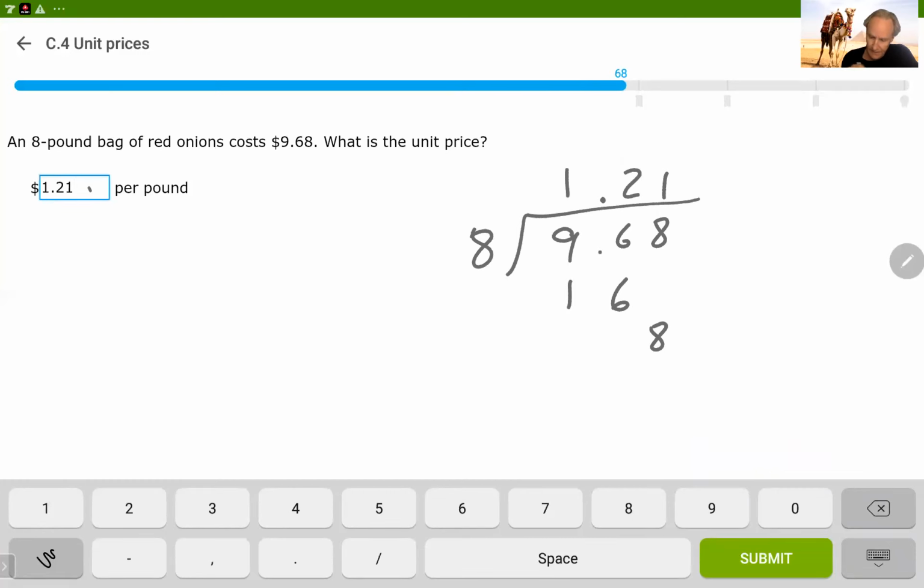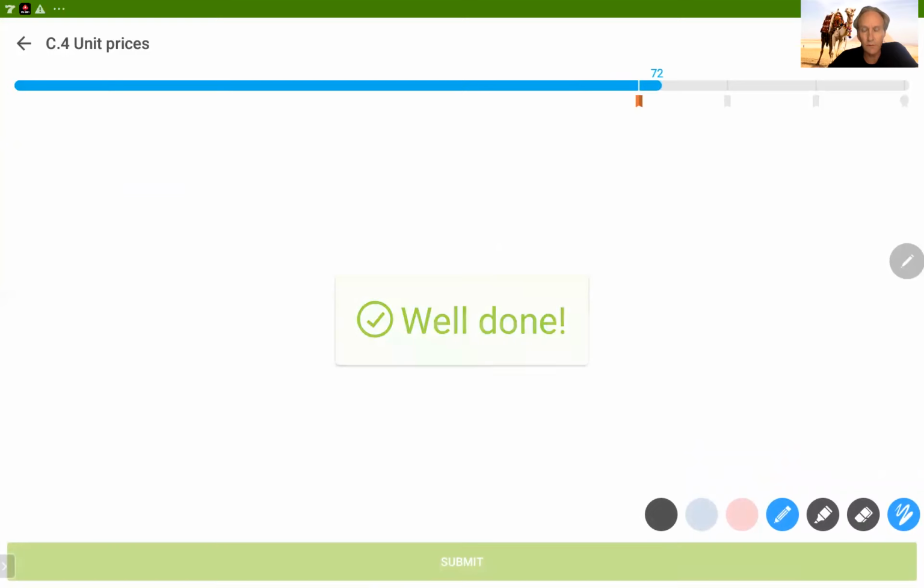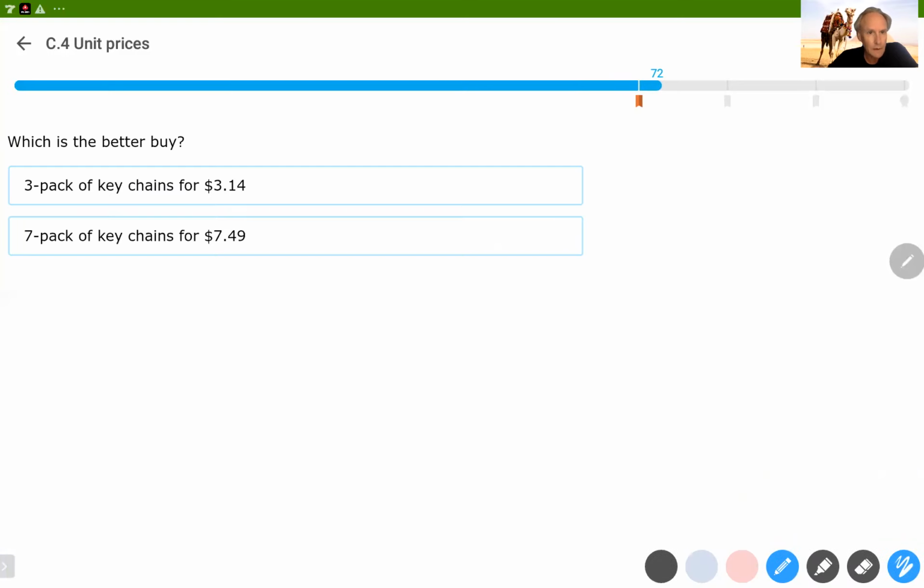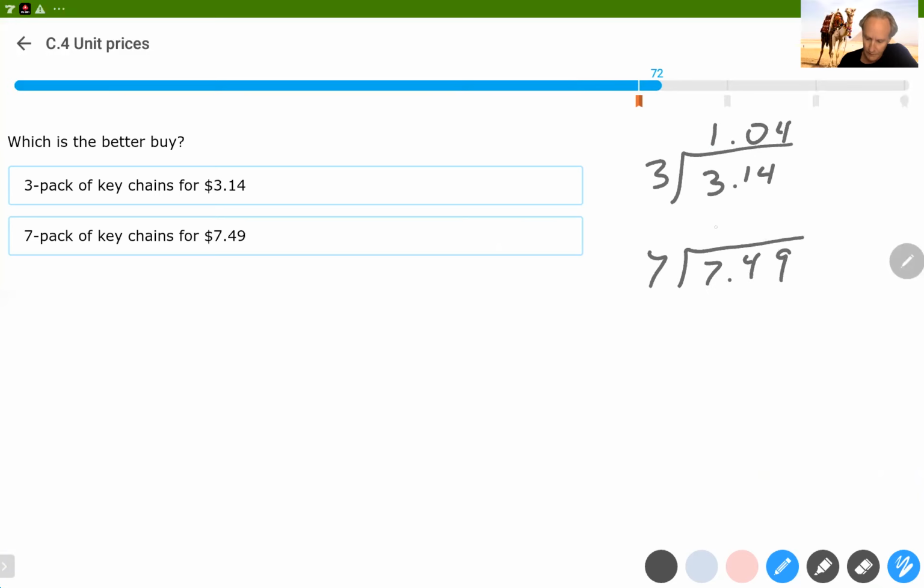I think you can see that it's a fairly efficient method for division. 3 goes into 314. 314 divided by 3 goes in 1 time, 0, 4, and a little extra. And 7 goes into 749. That's 107. So, which is the better buy? It's this one right here.